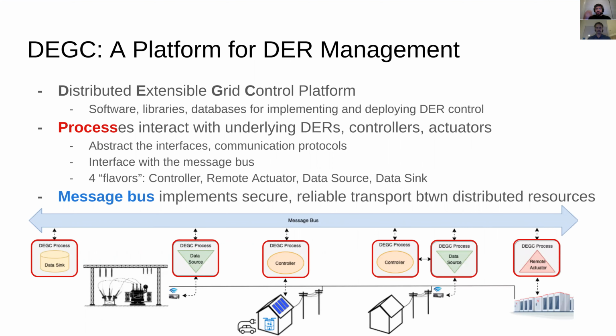And so this brings us to DEGC, the Distributed Extensible Grid Control Platform, which consists of a family of software libraries, databases, and control communication platforms for implementing and deploying DER control. There's essentially two main components, which we'll dig into.